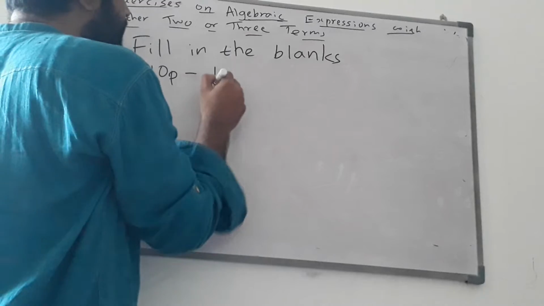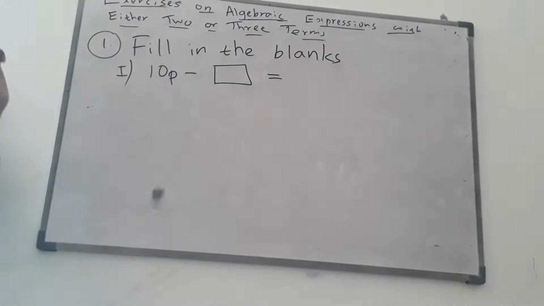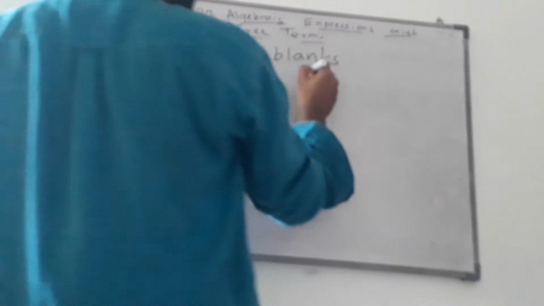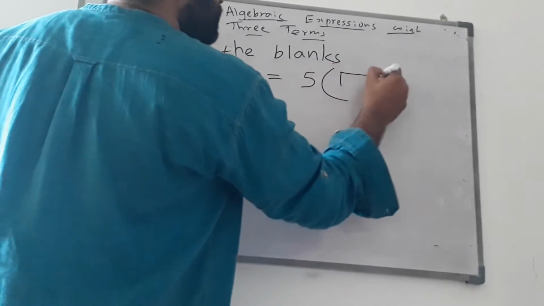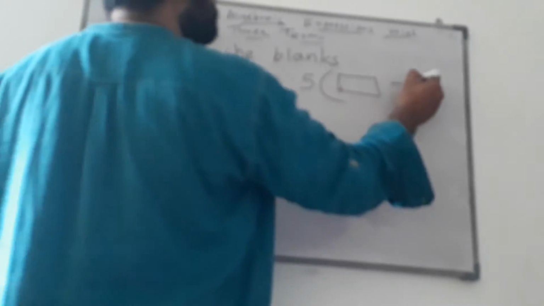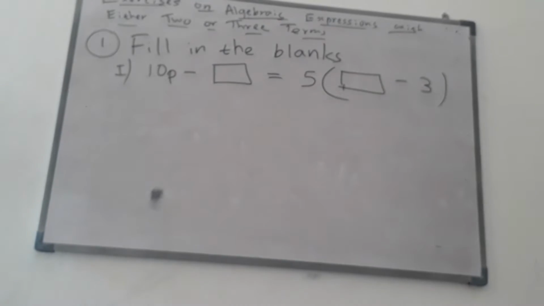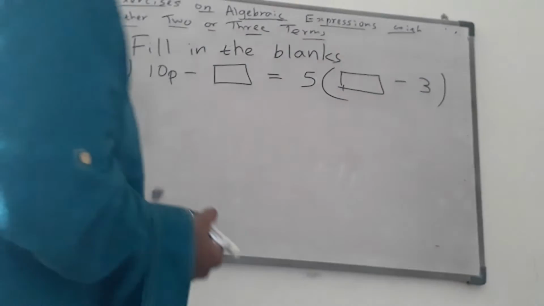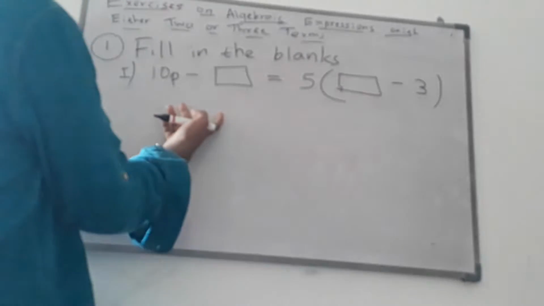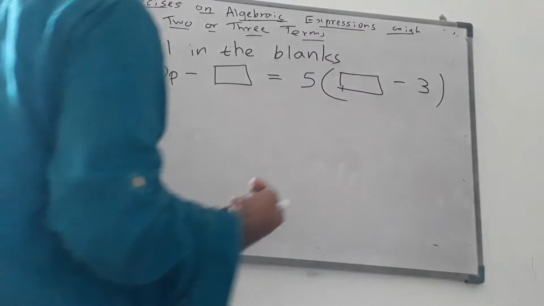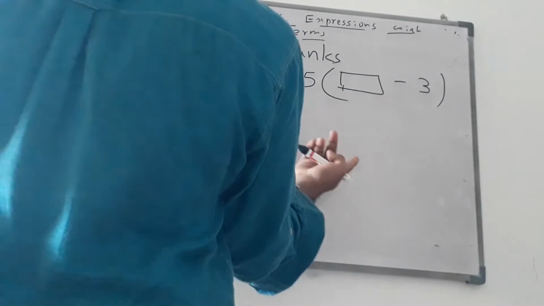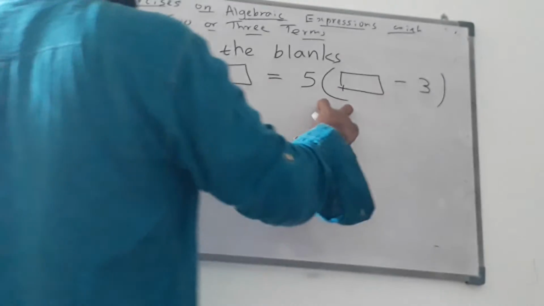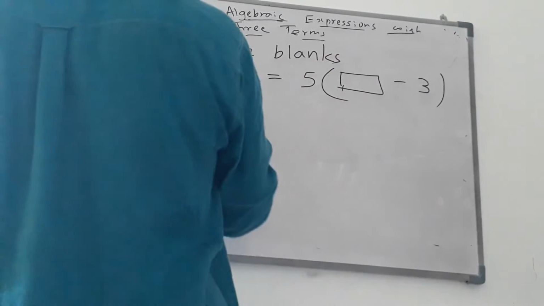10p minus blank equal to 5 times blank minus 3. Okay, first question. There's an expression given and there's a blank as well. And the next is its factorization, where 5 is the highest common factor. So 5 times what is 10 is the first doubt we are having.